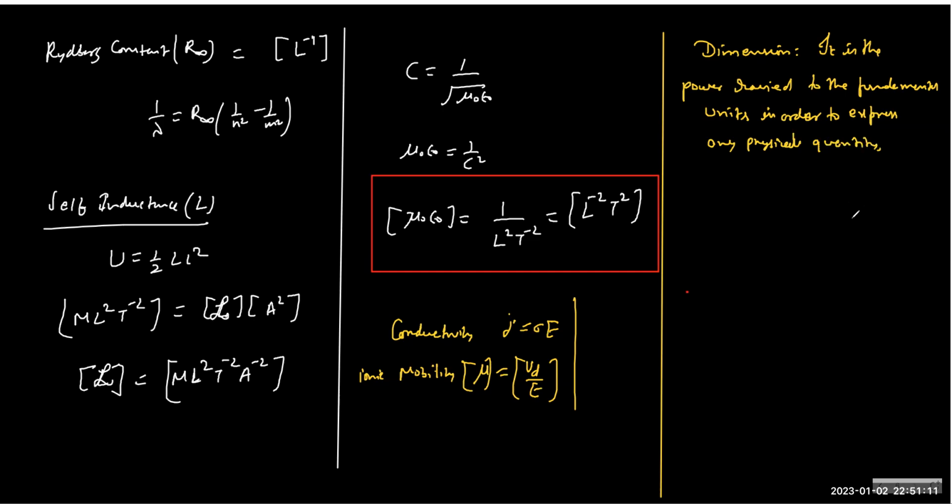So it is the power raised to the fundamental units in order to express any physical quantity. The dimension here actually means the bare minimum content you have. So the fundamental units are like recipe. Okay, I'm sorry, like ingredient.